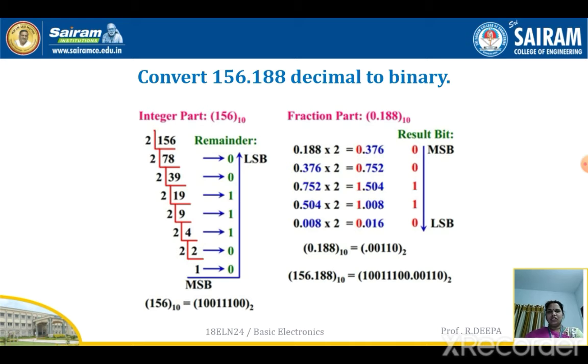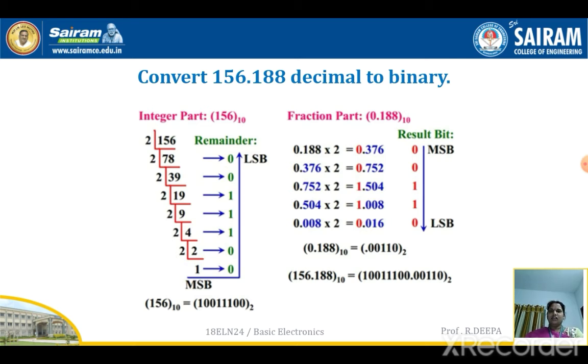Then you need to take the numbers starting from the top to bottom, that is from MSB to LSB. So the fractional part, the equivalent value is 0.00110. Then together we'll write the equivalent binary number for the given decimal number. Hence it is 1001100.00110 with base 2. So this is how you need to convert a decimal to binary.